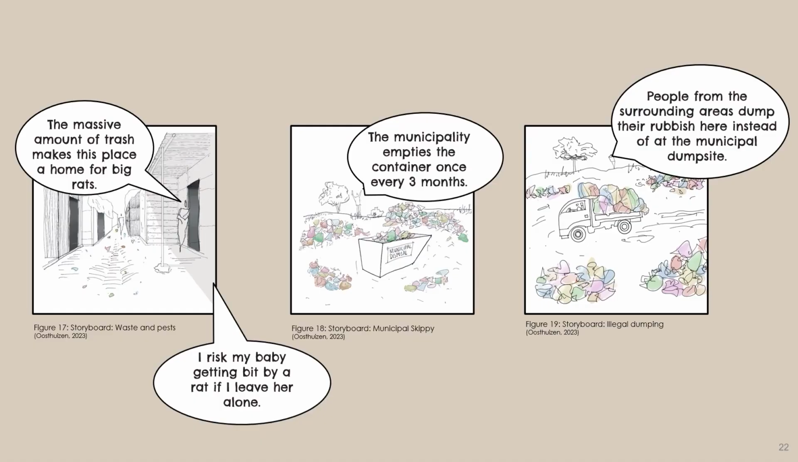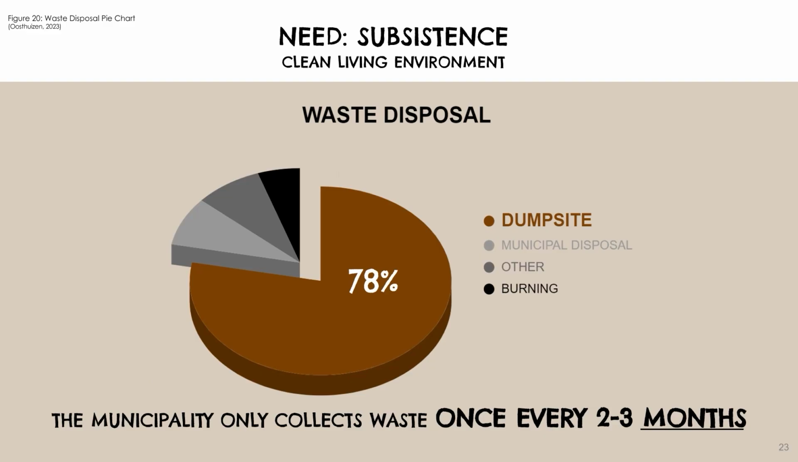Community leaders said that people from the surrounding areas dumped their rubbish in the veld near Woodlane Village instead of at the municipal dump sites. The survey revealed that most people dispose of the waste at the dump sites. The unreliability of municipal disposal could explain the disuse of the skippies, as the municipality only collects waste every 2 to 3 months.